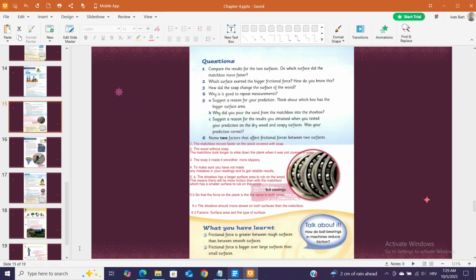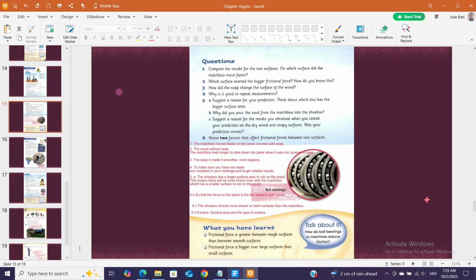5. Suggest a reason for your prediction. Think about which box has the bigger surface area. 6. Why did you pour the sand from the matchbox into the shoebox? C. Suggest a reason for the results you obtained when you tested your prediction on the dry wood and soapy surfaces.